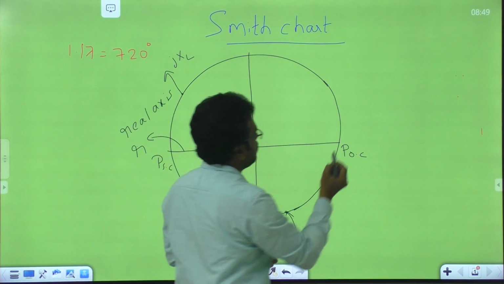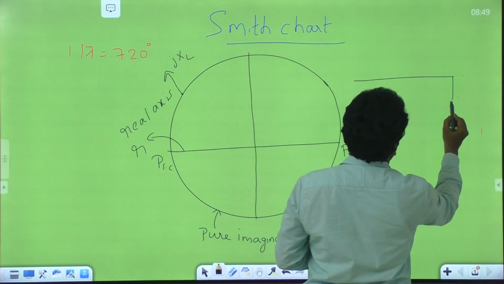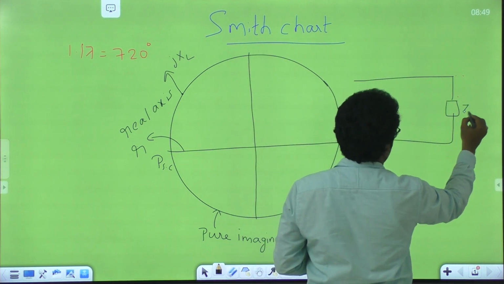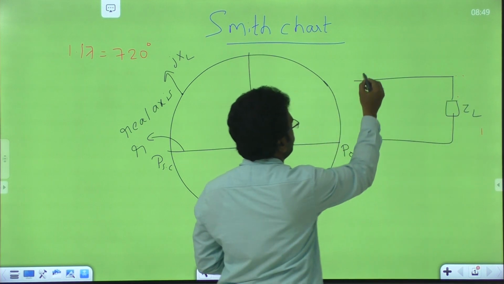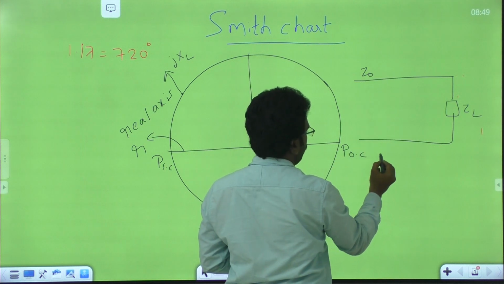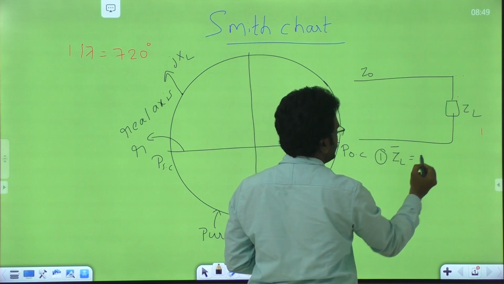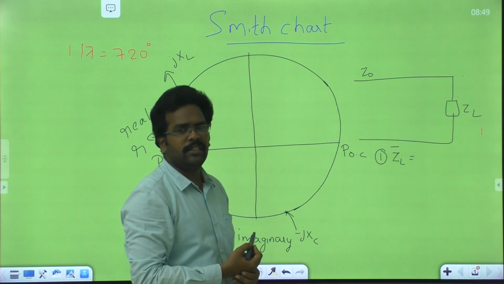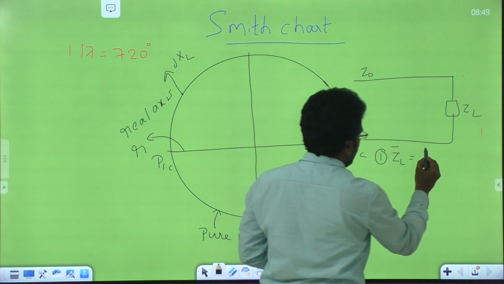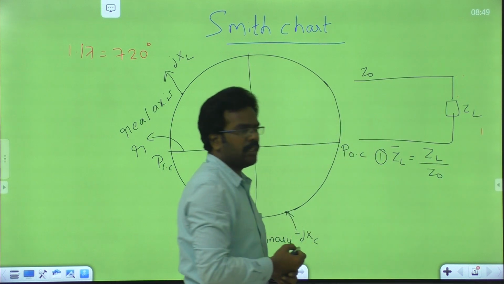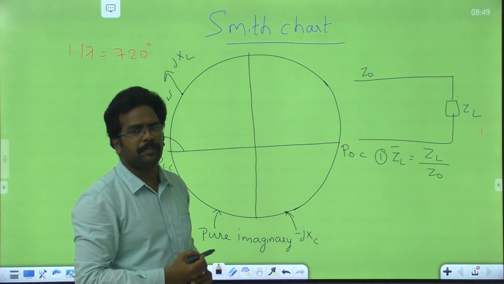Okay, what is our objective? Our objective is to find the impedance at any point on the line. So first step, what do we have to do? We have to find the normalized load impedance. ZL bar is called the normalized load impedance. Dividing the impedance by the characteristic impedance gives the normalized value.